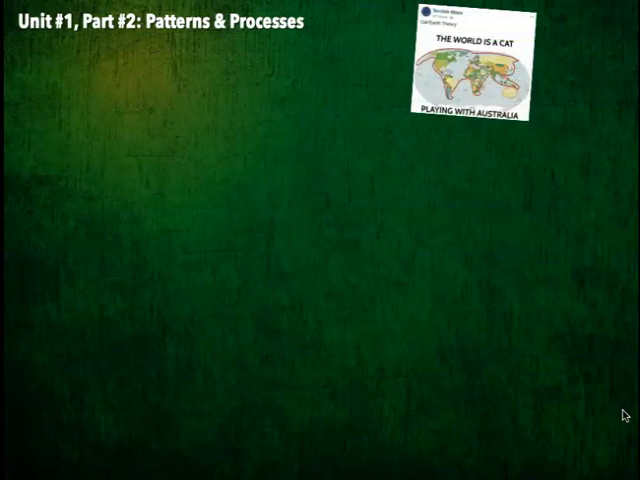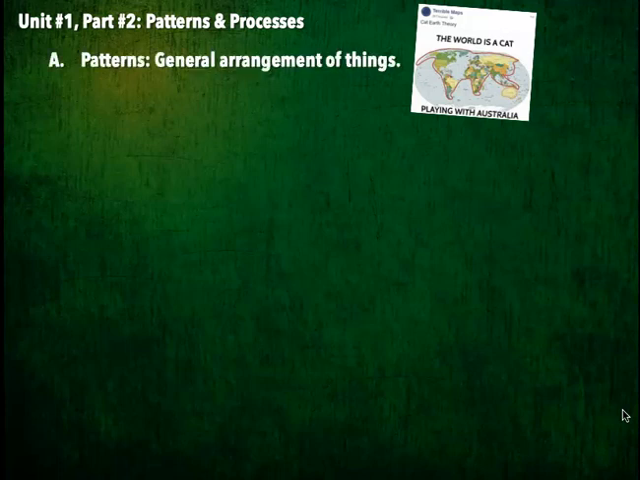Okay, moving it along. At this point I make a big shift in our notes. Think about our textbooks, where we go from chapter 1 to chapter 2. That's this sort of thing. So that's why you have unit 1, part 2, where we're shifting now into patterns and processes. This is where we start getting into maps and all that sort of thing.